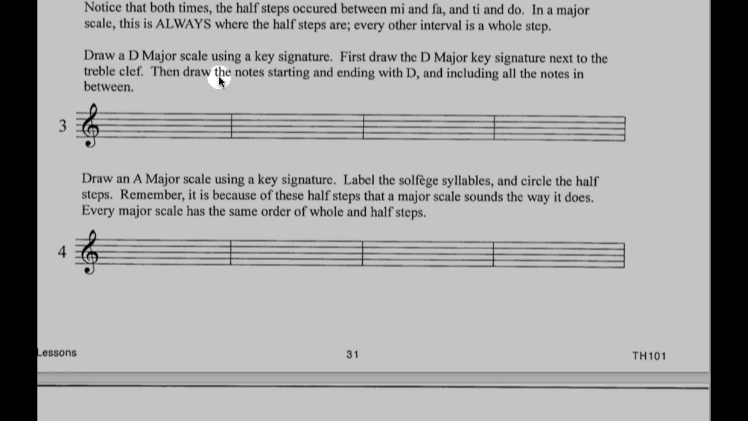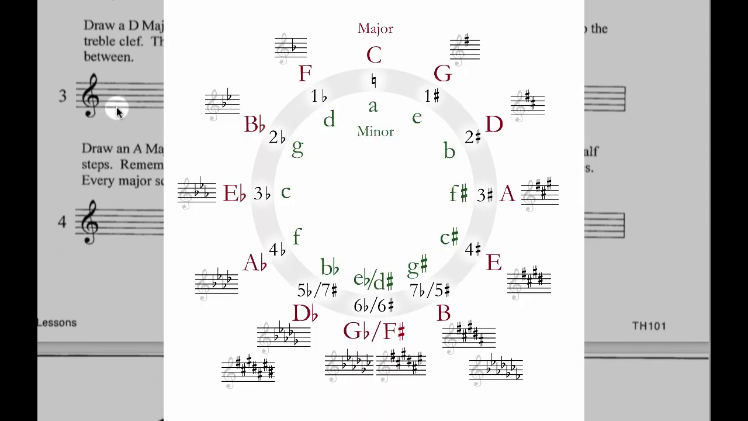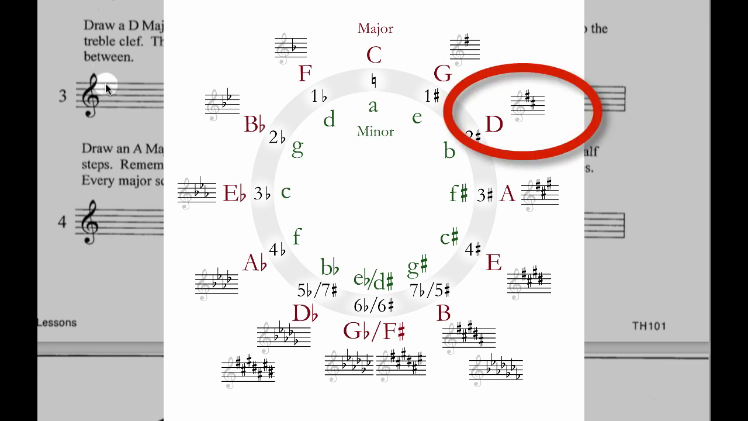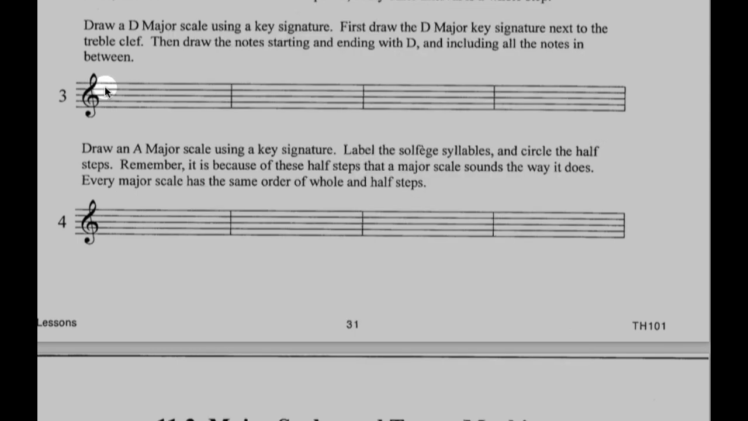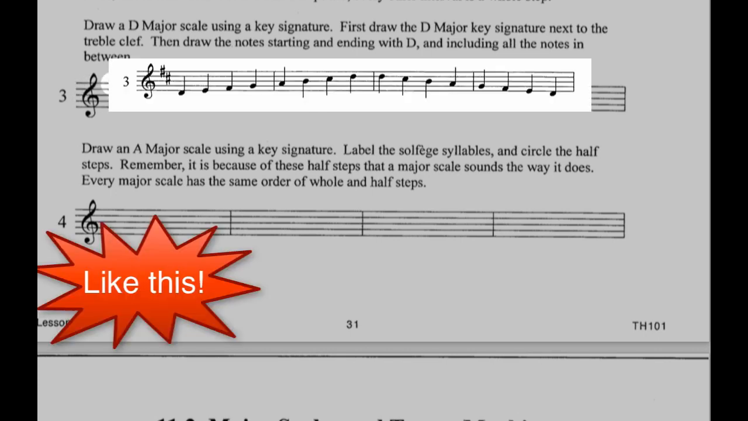Draw a D major scale using a key signature. So you know from the circle of fifths chart, or from memorization, that D major has two sharps, F sharp and C sharp. So I draw those in the key signature here, and then I don't have to worry about adding sharps for the rest of the thing. So I do D, E, F, G, and the F is already sharp because of the key signature. A, B, C, D, and the C is already sharped because of the key signature. And then I go down D, C, B, A, G, F, E, D.